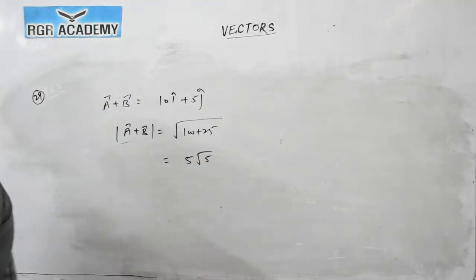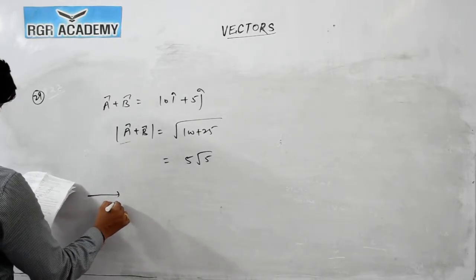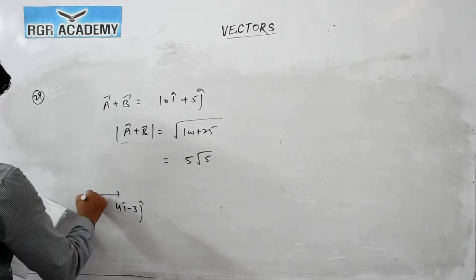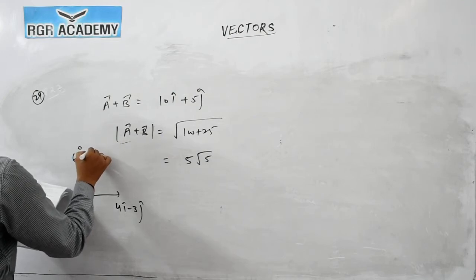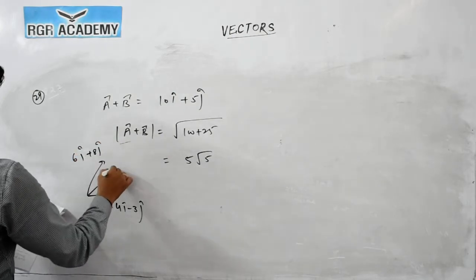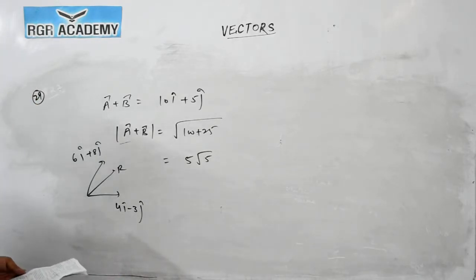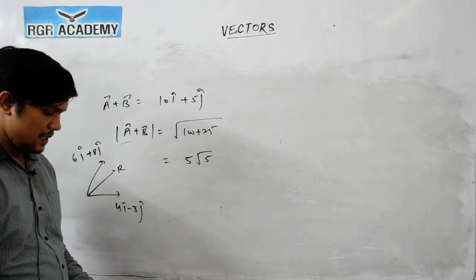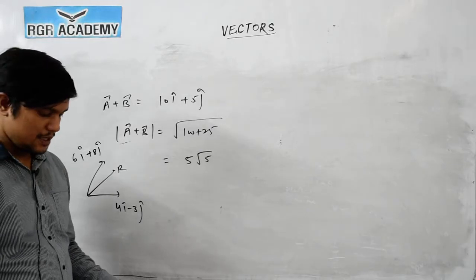Clear? So if you consider this was the a vector, 4 i cap minus 3 j cap. Okay, and the b vector was like this, that is 6 i cap plus 8 j cap. Then this will be the resultant, that is a plus b. Okay, so they are asking for the direction of a plus b. So the direction of a plus b is given by b cos theta by a plus b sin theta.